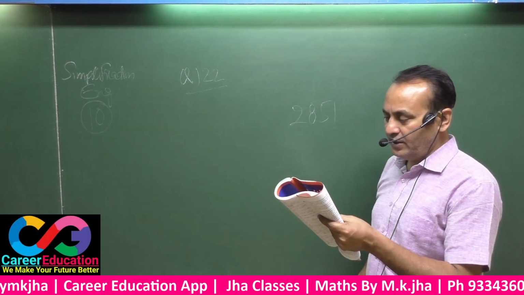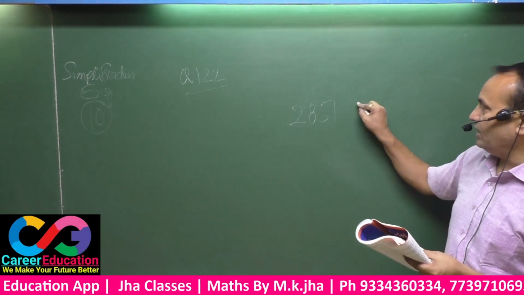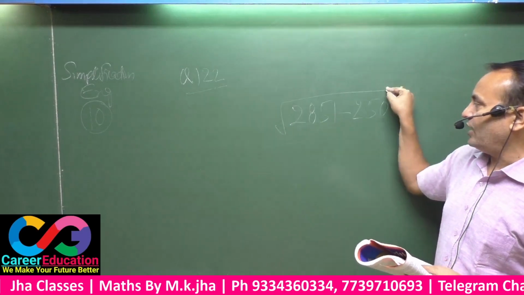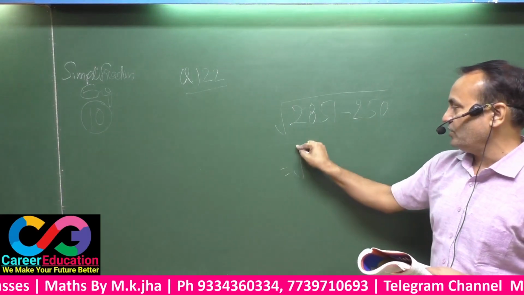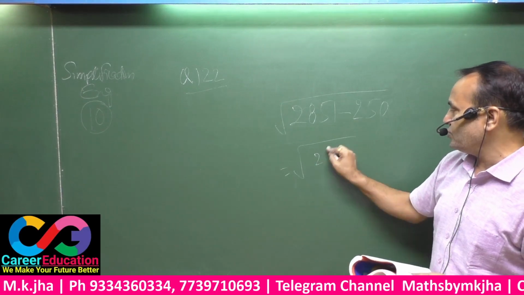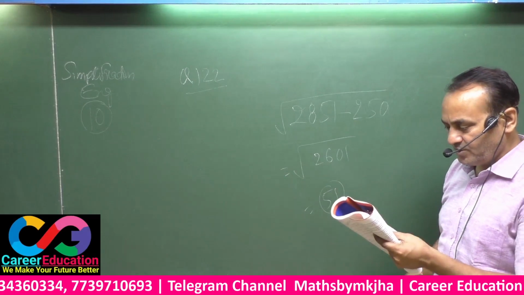In this, 250 rupees had been given by the teacher. That means that amount must be subtracted and then you get the square root of this. That means you have to find the square root of 2601, and the square root of this must be 51. 51 must be your answer.